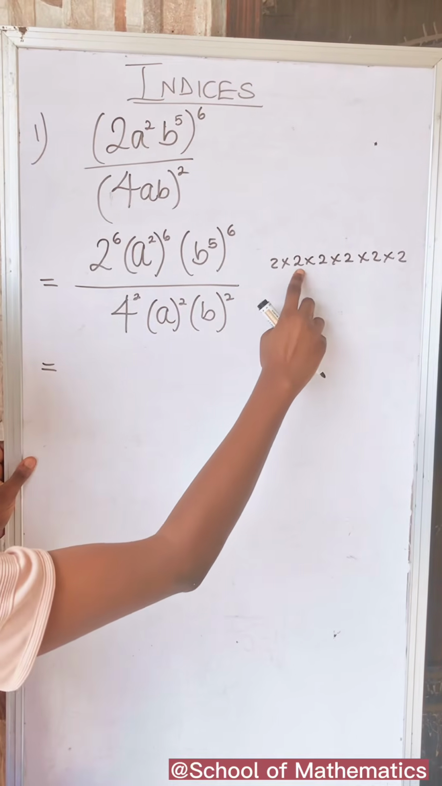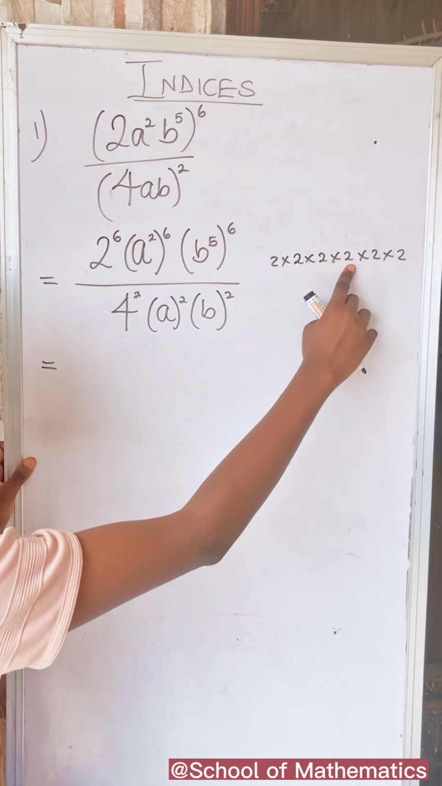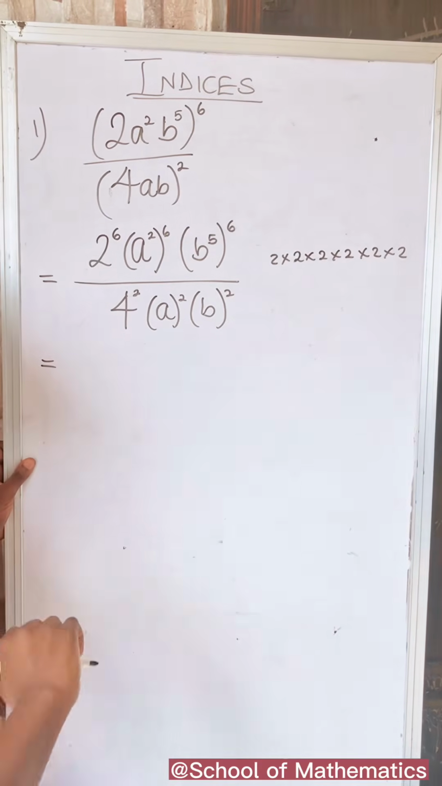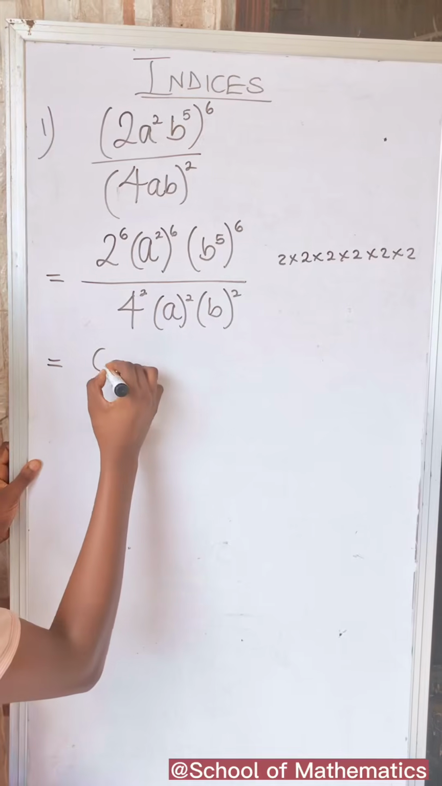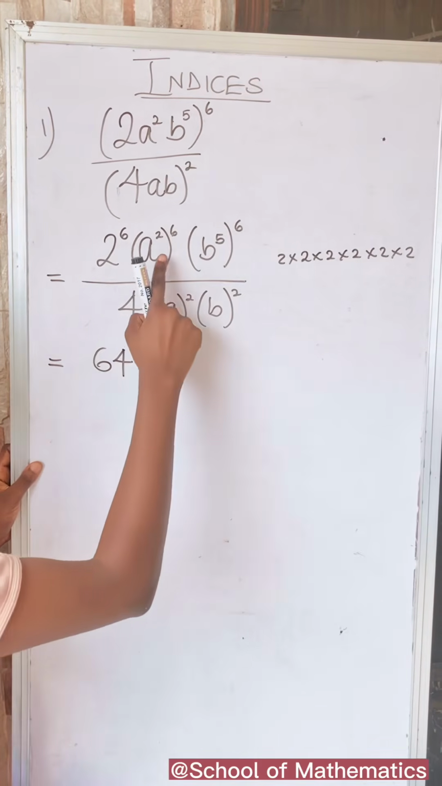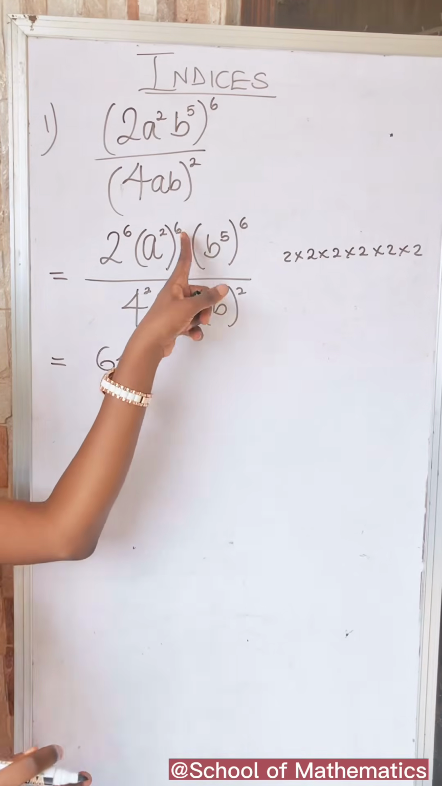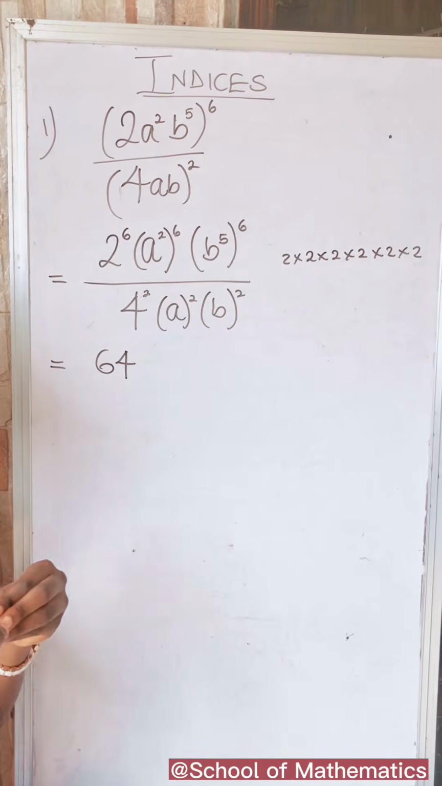So 2 times 2 is 4. 4 times 2 is 8. 8 times 2 is 16. 16 times 2 is 32. Then 32 times 2 is 64. So you have 64. And then from here, you could remember a rule which says when you have powers, you multiply them because of the brackets.